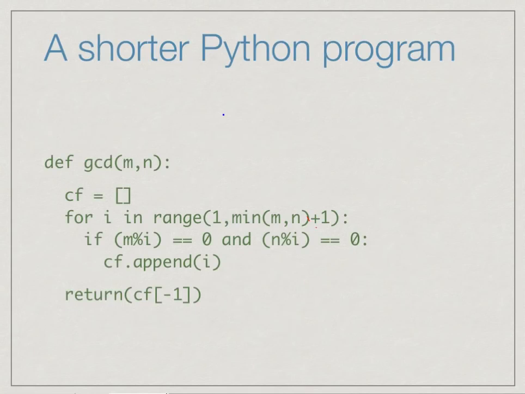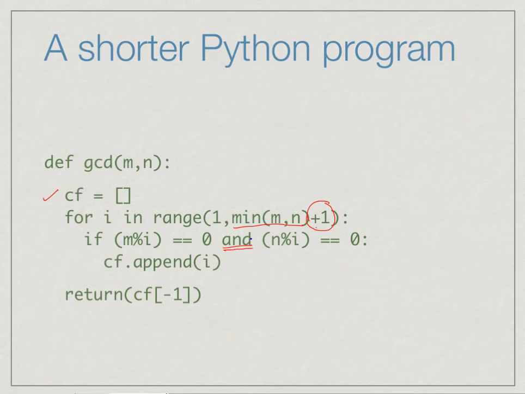Here is a much shorter Python program implementing this new strategy. Instead of computing the lists fm and fn, we directly compute the list of common factors. So we let i range from 1 to the minimum of m and n, and remember that Python requires us to give the limit of the range as one more than the limit we want to go up to. So we go from 1 to the minimum of m, n plus 1.